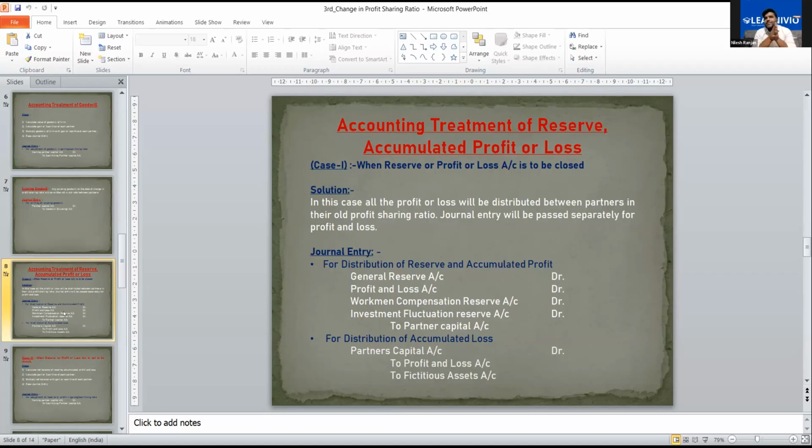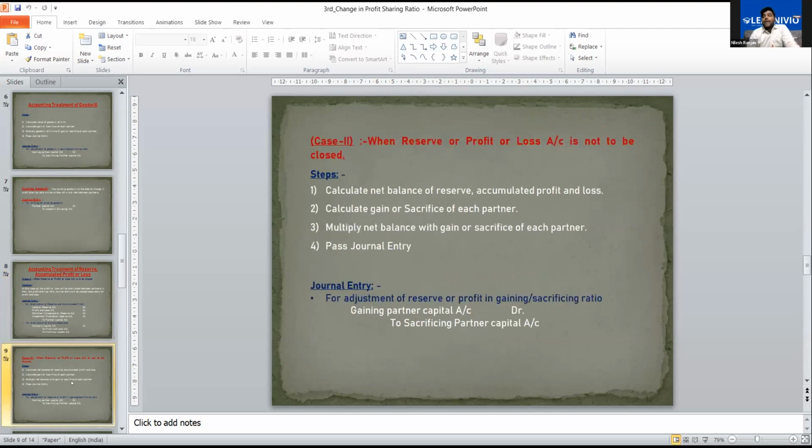Then only you can pass separate journal entries. So that's why all the profit will be distributed in the old ratio first, then all the loss will be distributed in the old ratio. So this is the first case. Now, in the second case, we have to calculate net balance. Okay, a question can ask you to solve by any case, so you have to understand and remember both the cases.